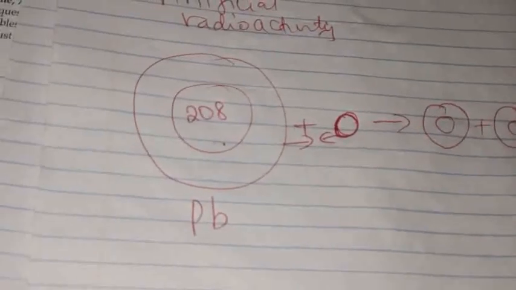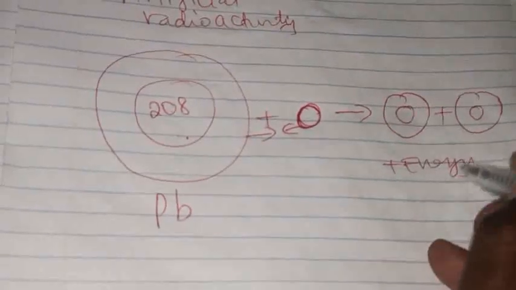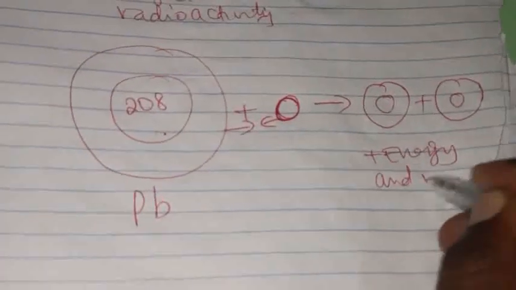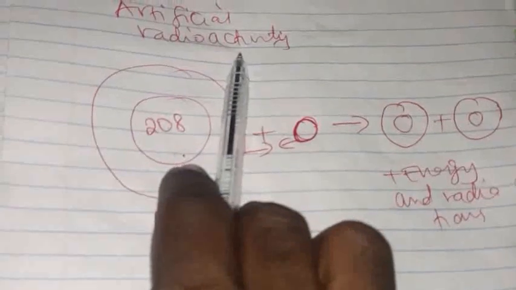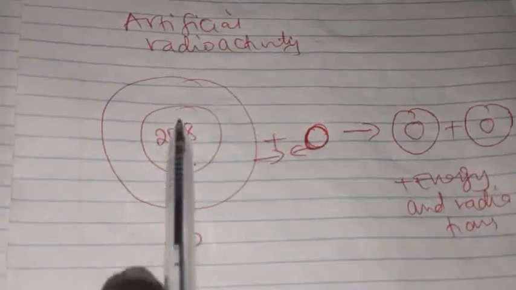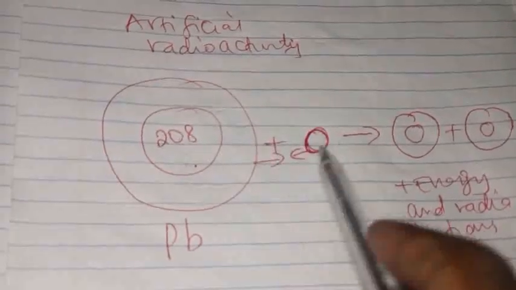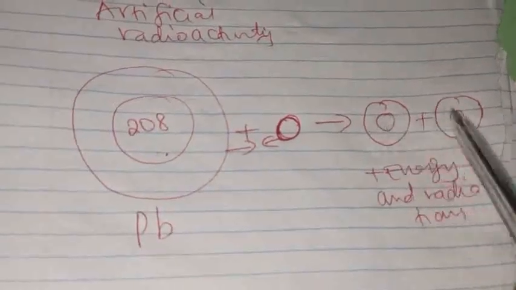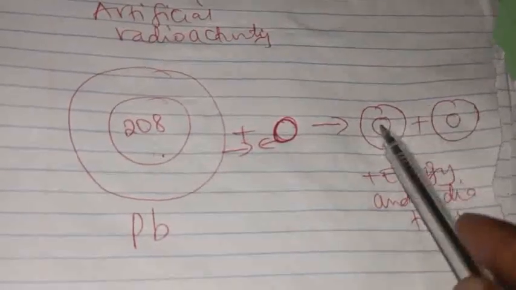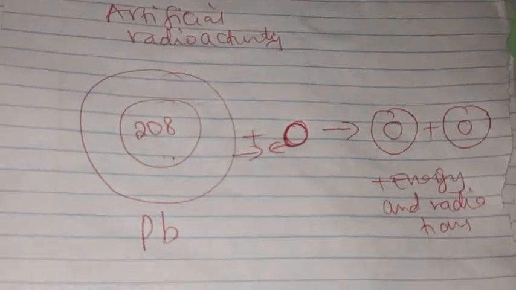Splitting to form smaller nuclei, but again, energy and radiations are also emitted. So, artificial radioactivity involves having a large stable nuclide, for example for lead, getting bombarded by a fast moving high energy particle and making it to end up splitting into smaller nuclei with emission of energy and radiations.